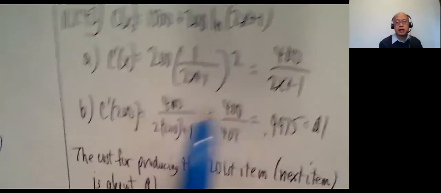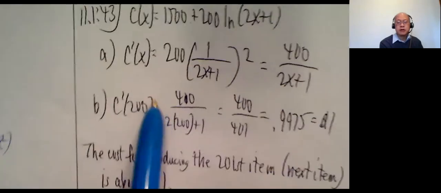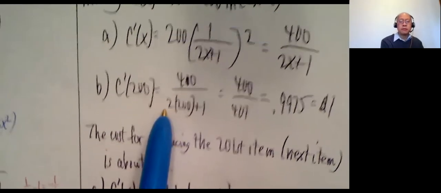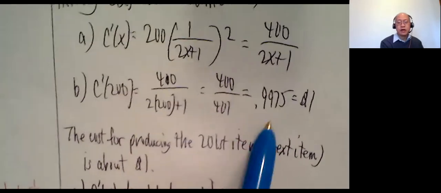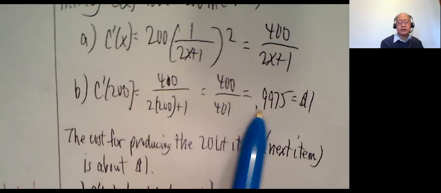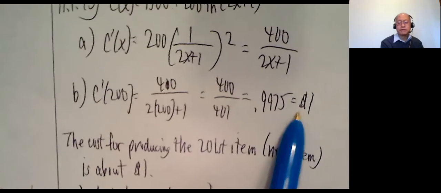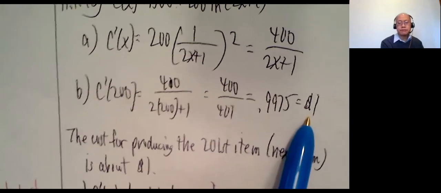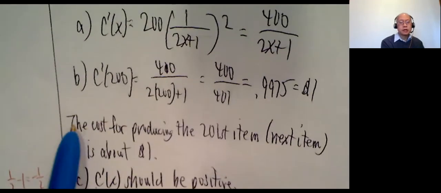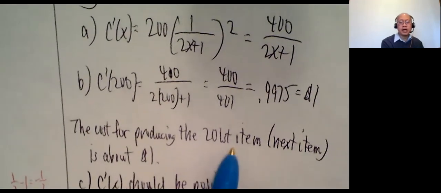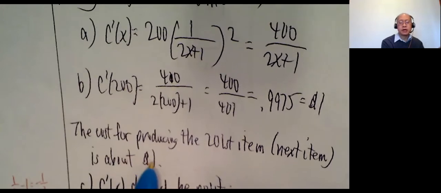B, they tell me to plug in 200 to the marginal. Okay, 200 here, 400 over 401. Well, it's practically 1. In fact, if you punch it in a calculator, it's 0.9975, they would round that off to $1, right? What does it mean? The cost for producing the 201st item, the next item, is about $1.